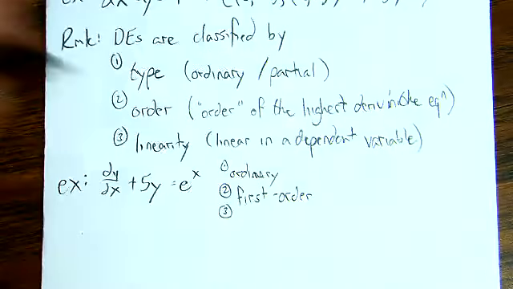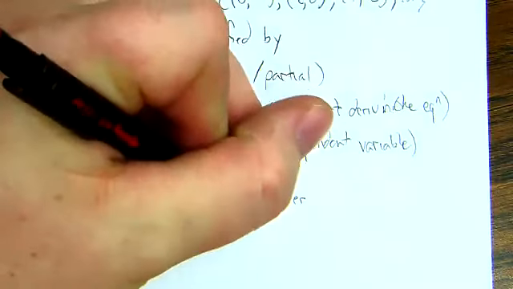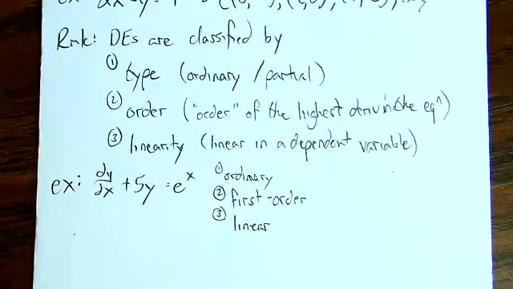And then with regard to its linearity, this is linear in y. So we say that this is linear. Y being the dependent variable, it is linear in y. So in this example, this is an ordinary first order linear differential equation. So let's change one aspect about this.